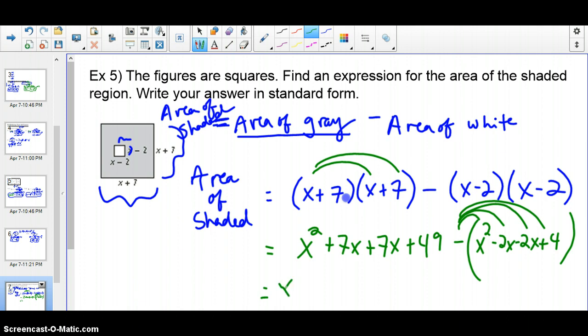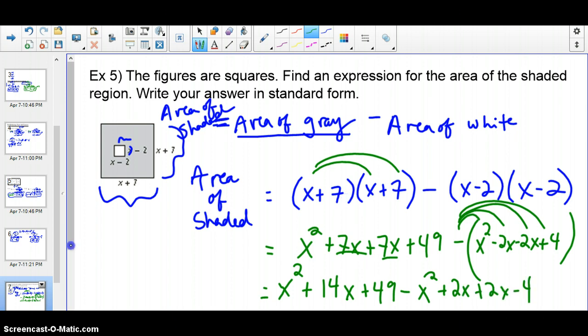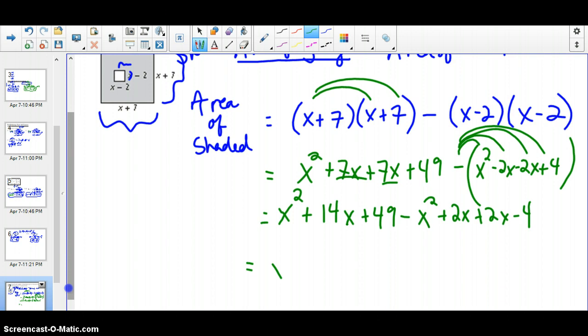Okay, so I'm going to go through and combine these terms here. x squared plus 14x plus 49 minus x squared plus 2x minus 4. And I'm just going to combine like terms here. I notice that my x squareds are going to cancel. Next I'm going to combine my x terms. So I've got 14x plus 2x is 18x. And then 49 minus 4 is 45. So there you go, area of the shaded region.